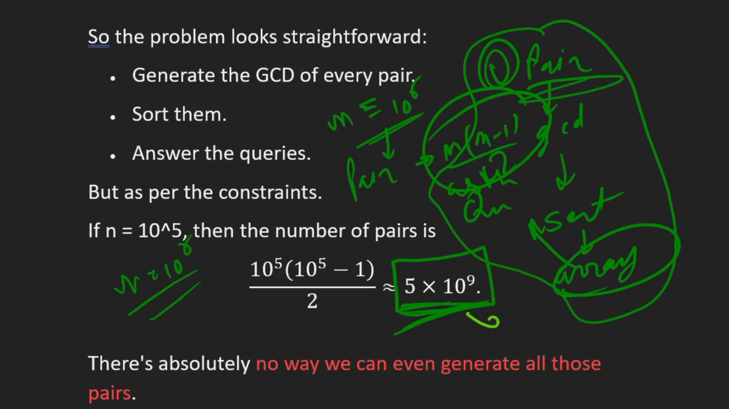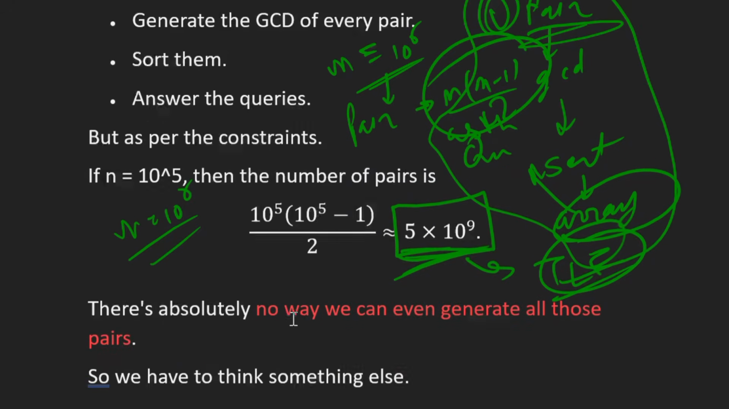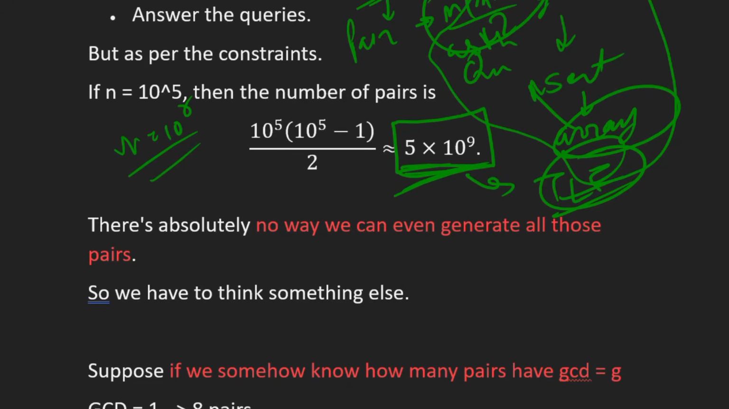So the total pairs are too large. If we generate all the pairs, then we get TLE for sure, right? There is no way in which we can generate all the possible pairs, so we have to think of something else.